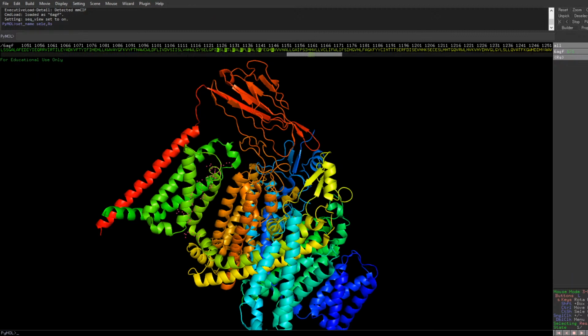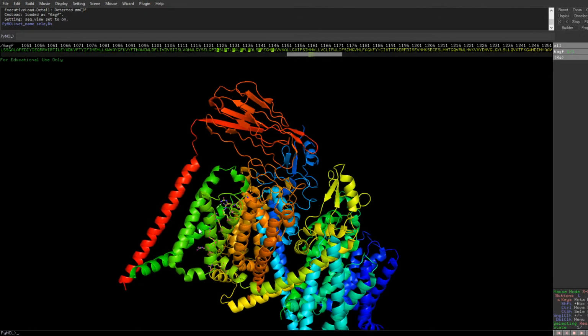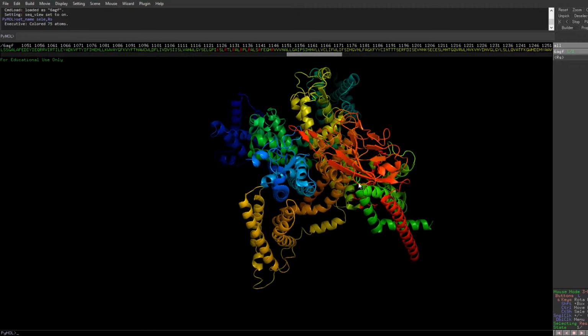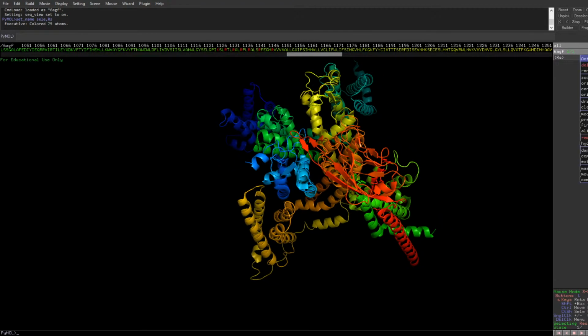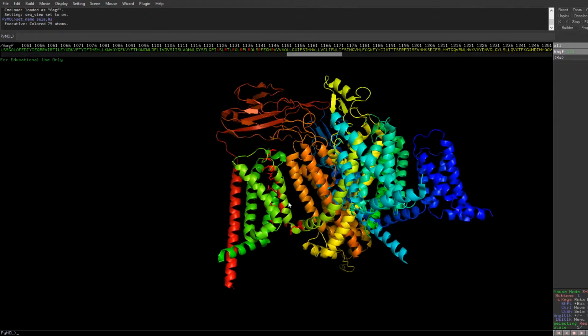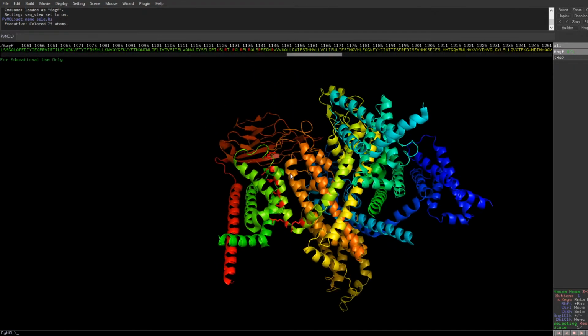And I'm going to show them as licorice, right? And I'm also going to give them a different color so they're visible more easily. I'm going to make them red. Okay, and we're also going to center on them, so it makes it easier to navigate.